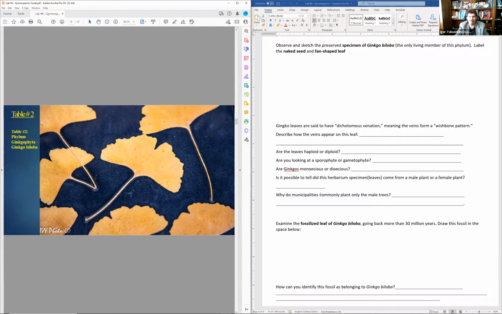Why do municipalities commonly plant only male trees? Because they do not produce seeds, and the outer part of the seed, especially when it hits the ground, produces an awful smell, a really bad odor. The seeds, not the female plants themselves. You will not be able to smell the female plant. The seeds of the ginkgo, which are produced on the female trees, produce a bad smell whenever they ripen.